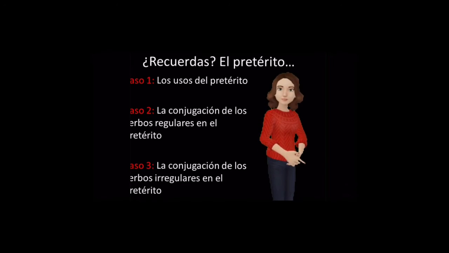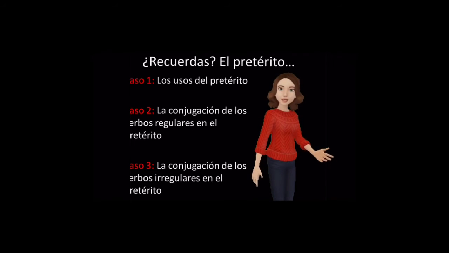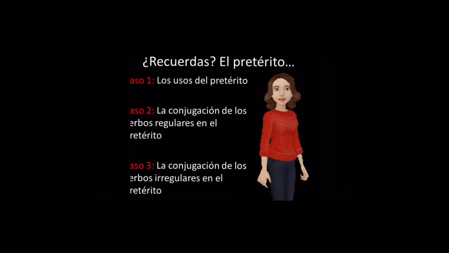Then, in step number 2, we learned how to conjugate regular verbs in the preterite tense by memorizing the preterite tense endings for AR, ER, and IR verbs. And finally, in step number 3, we learned how to conjugate verbs that had spelling changes as well as our irregular verbs in the preterite tense.